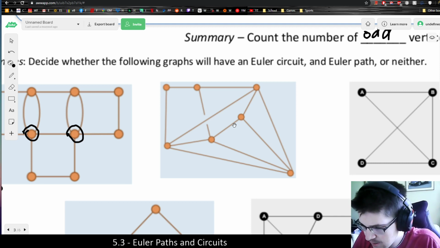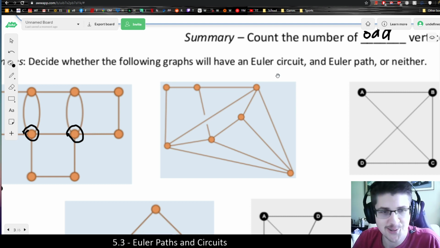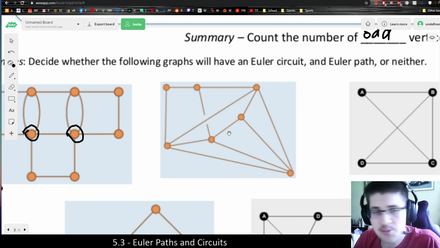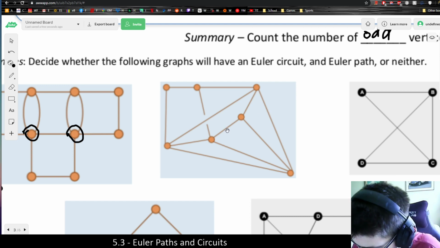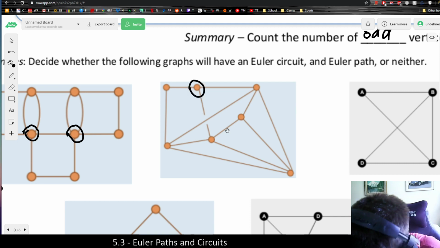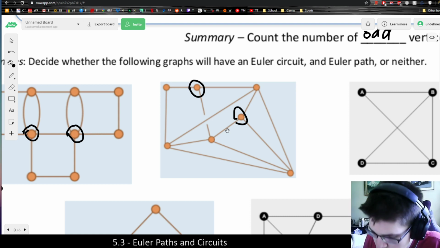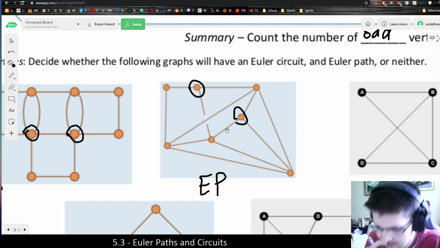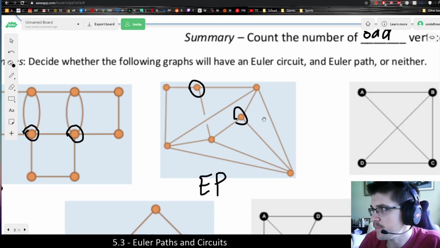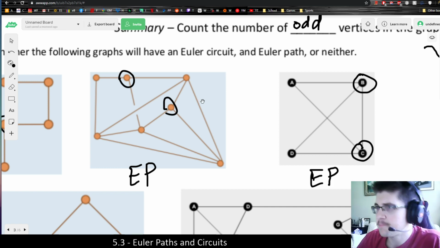Anyways, back to the initial question, it said determine whether these graphs had Euler circuits, paths, or neither. Again, it had to do with the number of odds. So what I want to first do is identify the odds and count them all up. Here there was an odd vertex there and there. It looks like those are the only two, and the rest are either degree 2 or 4. So this one as well would have an Euler path because it has exactly 2 odds. This third graph has an odd here and here. Again, it would have an Euler path, exactly 2.